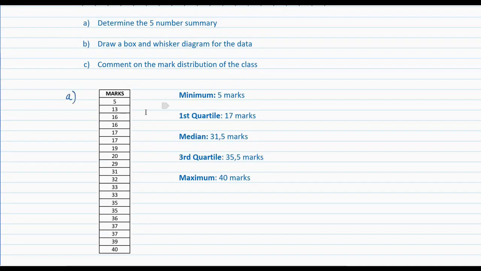Here's the answer. The table is just the data given in the question, represented in a nice table form. And the 5-number summary is: the minimum value is 5 marks, the first quartile is 17 marks, the median is 31.5 marks, the third quartile is 35.5 marks, and lastly, the maximum is 40 marks. Then, the second part of the question asks us to draw a box and whisker diagram summarizing this data. Pause and try it out, then I'll just paste the final diagram.